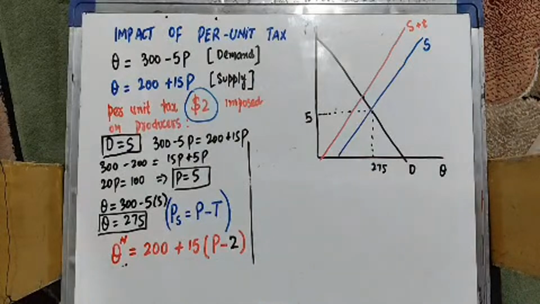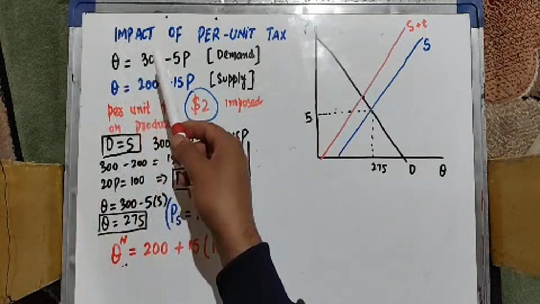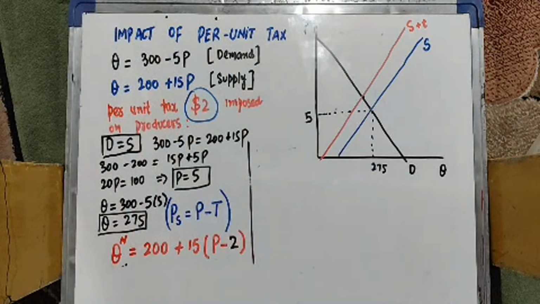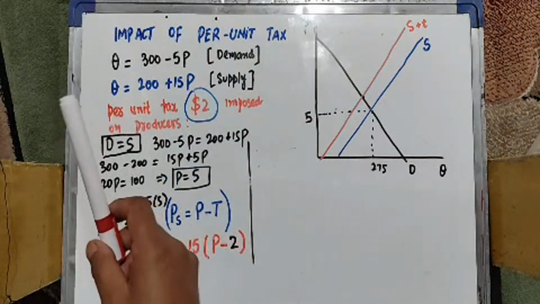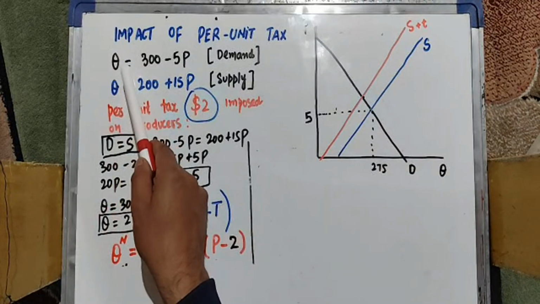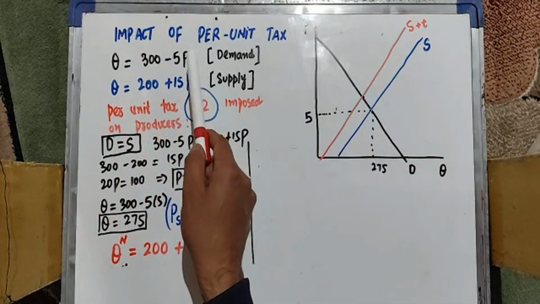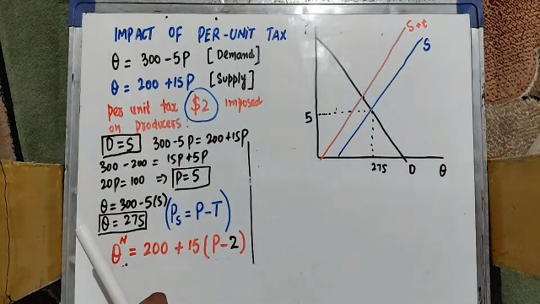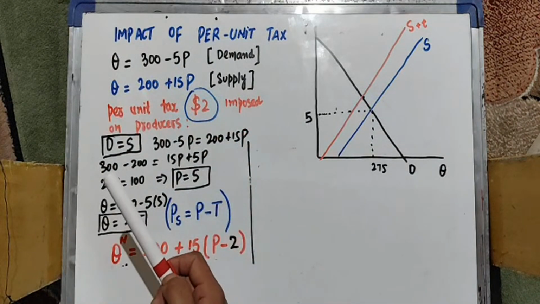So let me pick it up where I left off. The question was the impact of a per unit tax on demand and supply. We were given the demand function, that is quantity demanded is equal to 300 minus 5p. P is the market price, Q is the quantity demanded. This is our demand function.